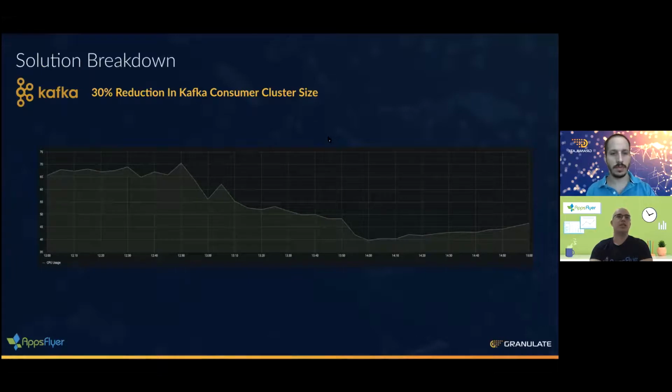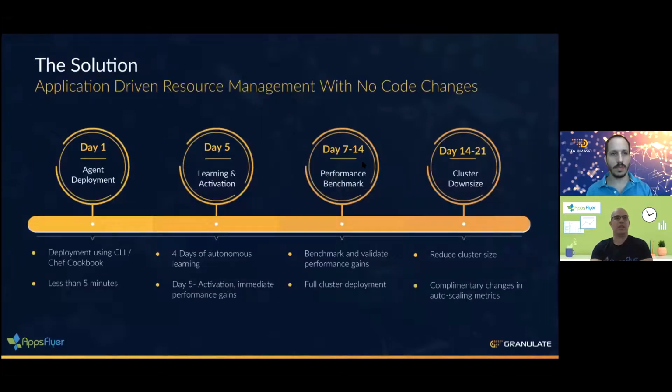As you can see, once we deployed the Granulate agent, the picture from the CPU point of view changed. There was an immediate 30% reduction in CPU utilization, and we also had improved throughput and processing time. This allowed us to reduce the cluster size by 35% and basically achieve a 35% cost reduction of the cluster. Next slide, and I will let Asaf explain about this magical solution.